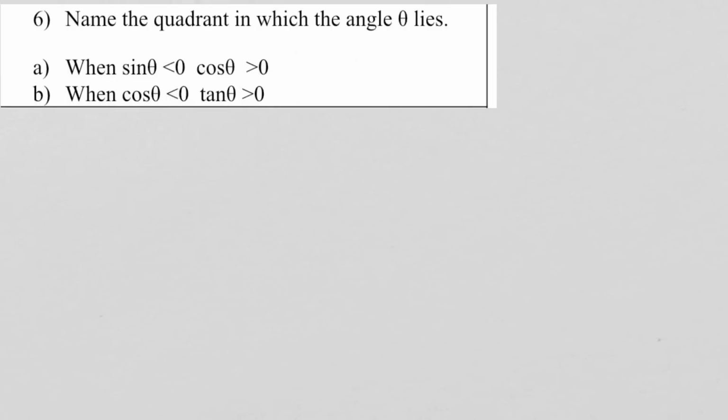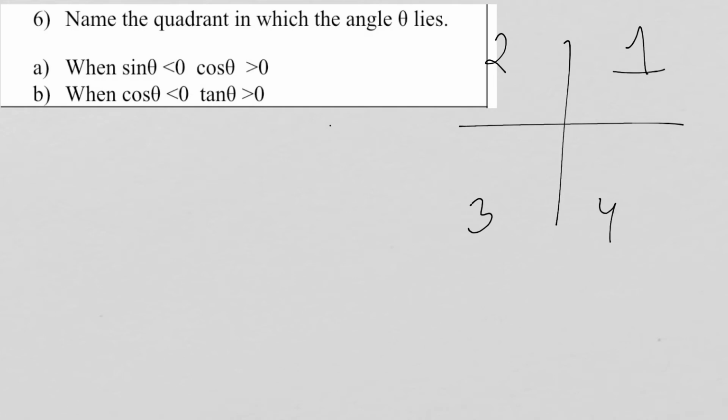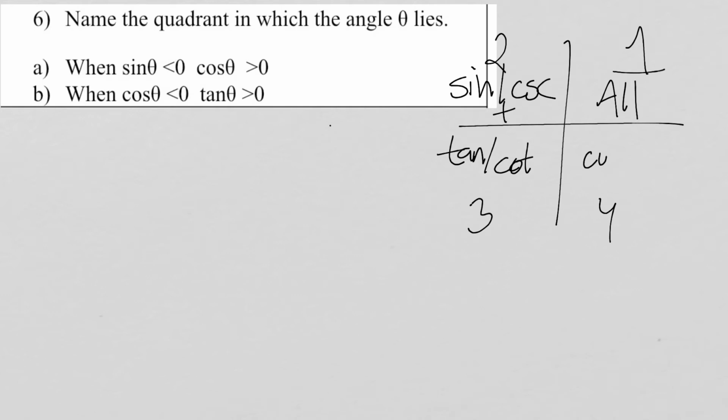All right, number 6, name the quadrant in which angle theta lies. So you need to remember quadrant 1 is here, and then it goes counterclockwise. Everything is positive in quadrant 1. Sine and its reciprocal is positive here. Tangent and cotangent here. And this one is cosine and its reciprocal here. So when sine is less than 0, and cosine is greater than 0, where is cosine positive? That looks like it's quadrant 4. Yep, and sine is negative there. So it's quadrant 4 for A.